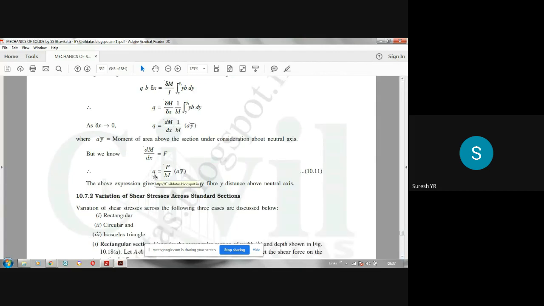Q is the shear stress, F is the shear force at that section, B is the width of the section, I is the moment of inertia about the neutral axis, A is the area above that width which we are going to consider in the cross section. Y bar is the distance of the centroid of that area A from the neutral axis. So this is what we have seen.